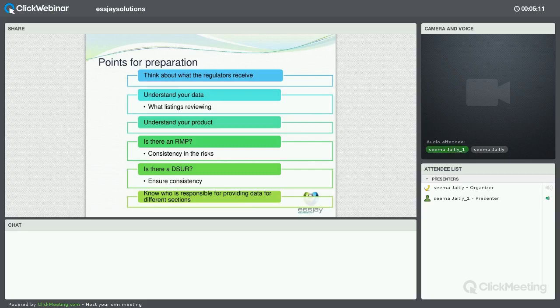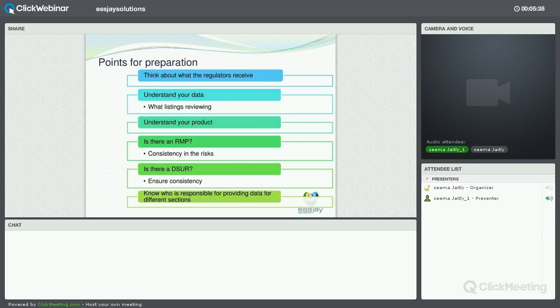Is there an RMP? You'll need to ensure that there's consistency there with the risks that are in your risk management plan. If there's a drug safety update report as well, if you've got clinical trials going, then again, you'll need to ensure consistency there. They are modular, so there will be parts of the PBRER that will be relevant or could be included within the DSUR, and it's important to ensure that there's consistency.